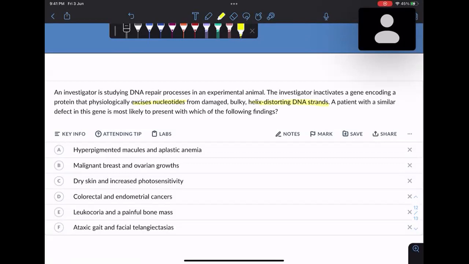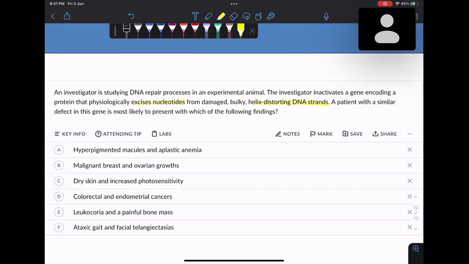I know there are a lot of words that you don't know, but just focus on the things that I've highlighted. So the problem is basically she's studying a gene that codes for excision repair, so an enzyme that does excision repair. And if that is abnormal, we talk about xeroderma pigmentosum, right? So one of the characteristics of xeroderma pigmentosum arises from basically thymine dimer excision repair.